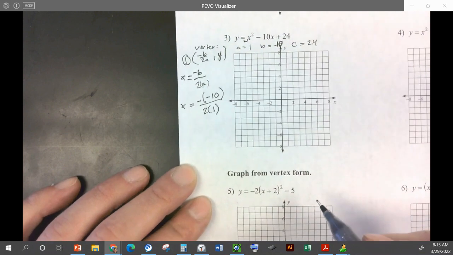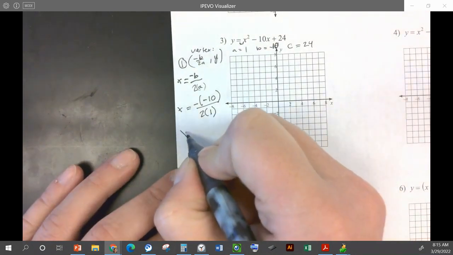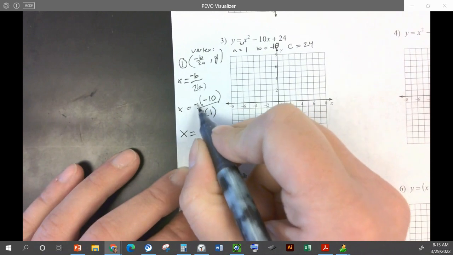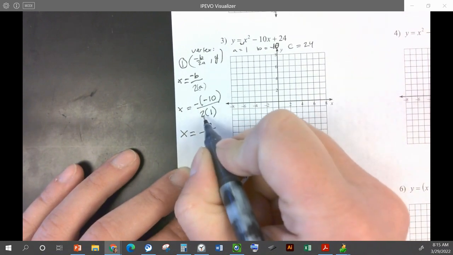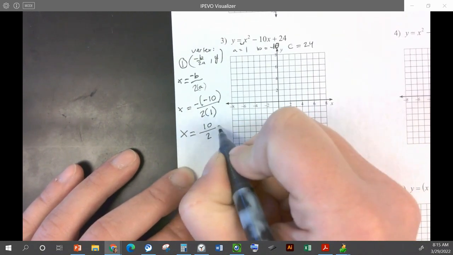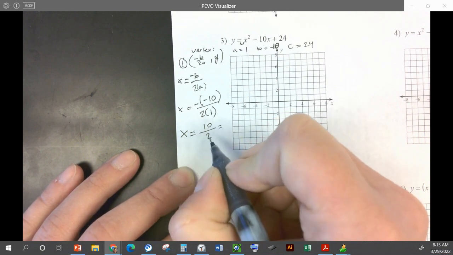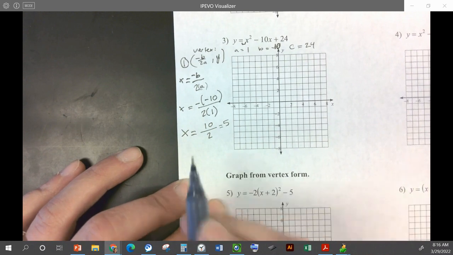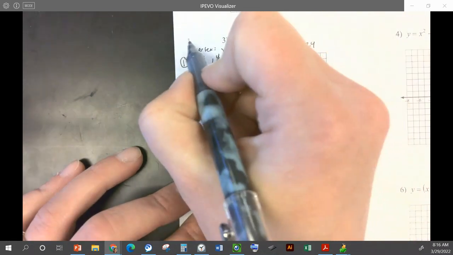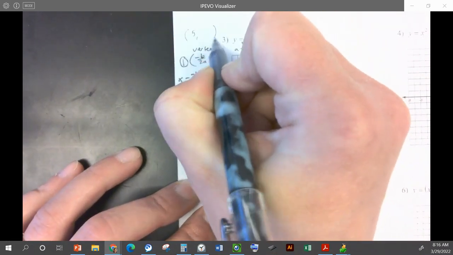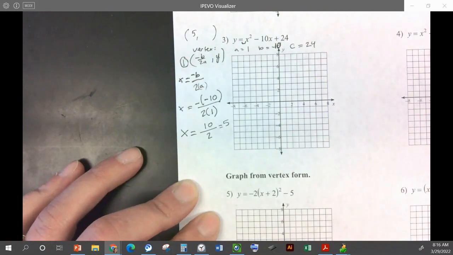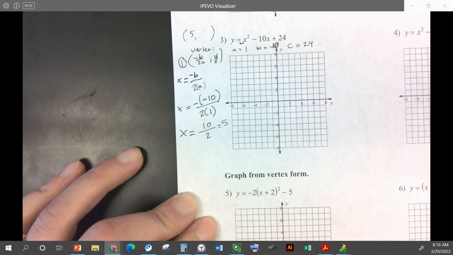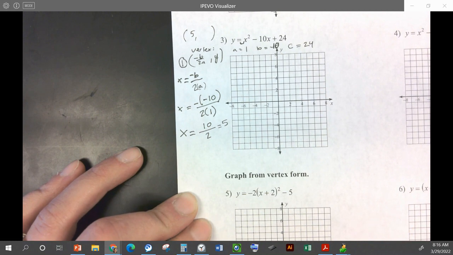So then we just need to simplify this. So x is negative, negative 10 is 10. 2 times 1 is 2. Then 10 divided by 2 is 5. So the x coordinate of our vertex is 5. So our vertex is 5, comma, we don't know yet. So now, how do we find the y coordinate of our vertex?